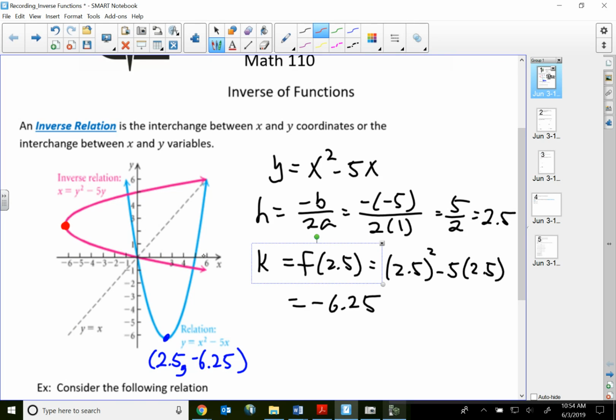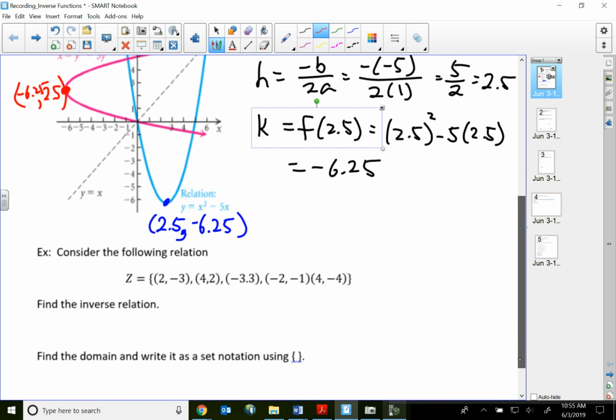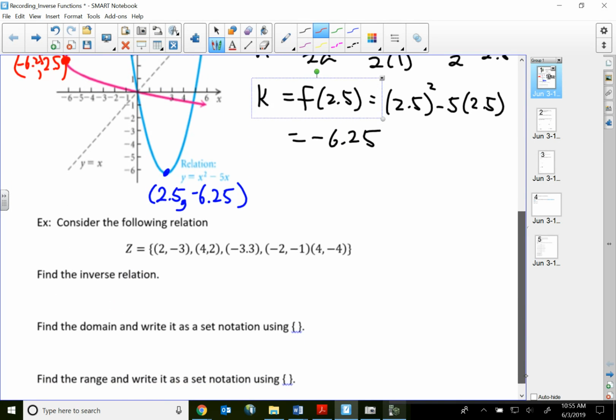But since the pink parabola is the inverse of the blue, the coordinates will actually be interchanged. The x value for the blue now becomes the y value of the pink, and the y value of the blue parabola becomes the x value. If you eyeball it, you can tell this point right here is about negative 6.25 and up about 2.5. So that's the basic concept of an inverse relation. It's about the interchange between the x and y variables or the x and y coordinates.